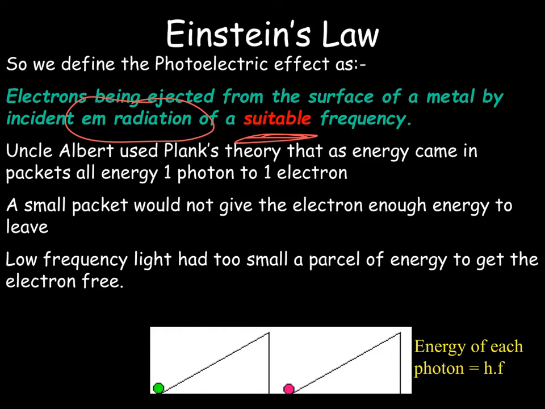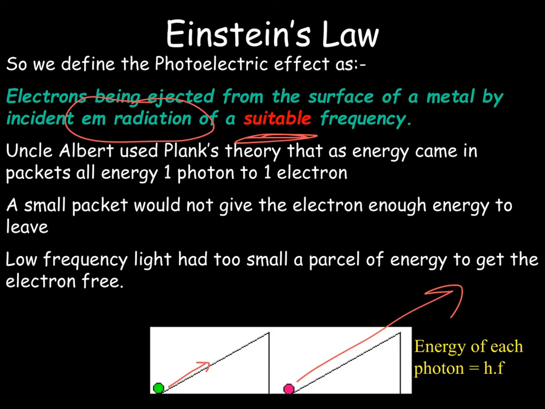Higher frequency, bigger size of package. Lower frequency, smaller package. You can change the intensity of the light, you can get more packages, but you can only change the energy of each package by changing its frequency. If the frequency is too small and the package doesn't have enough energy, then the electron may come some way to being liberated from the material, but not get out. Whereas, if the package is larger, the frequency is more suitable, as in ultraviolet, there's enough energy in each package to liberate the electrons. So every package that hits an electron will liberate it.